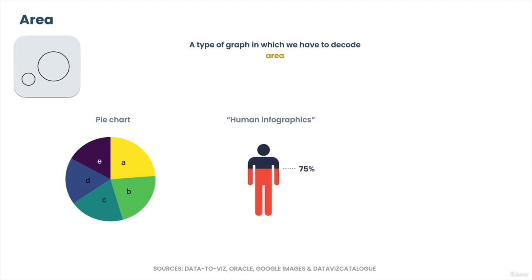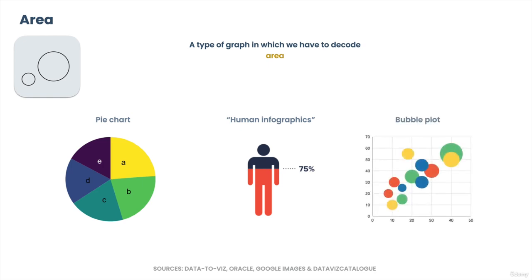In figures like this one, for which I don't know the name, so I just call them human infographics, the values depicted are also proportional to the area. In this case, for example, 75% of the area of the figure is colored red, so here we are decoding areas as well. And also, a very popular type of plot that we have mentioned before, the bubble plot, relies on decoding area. In a bubble plot, the area of each one of the bubbles is normally proportional to some variable, and that means that to get the information of that variable, we need to decode area.